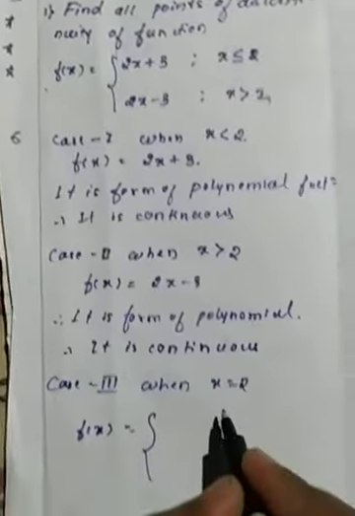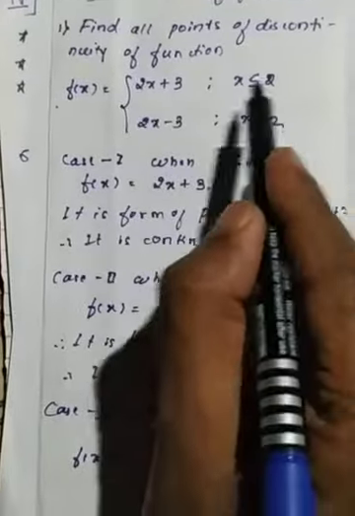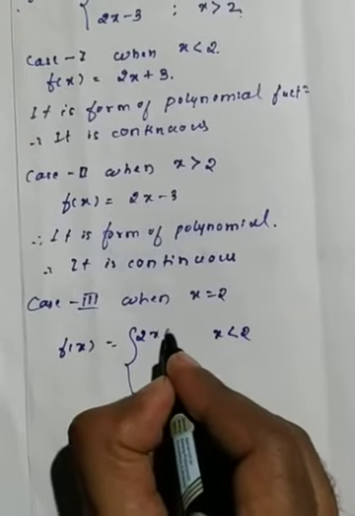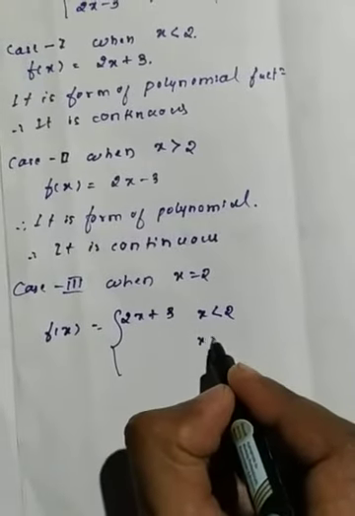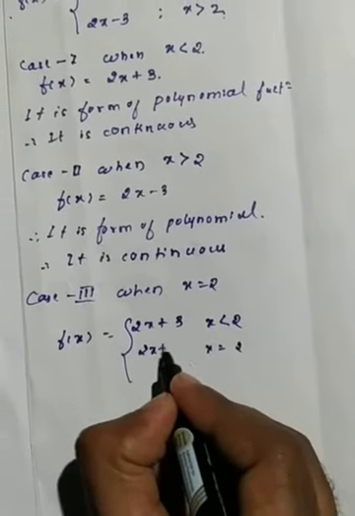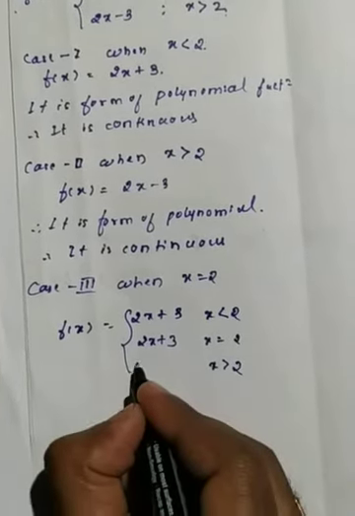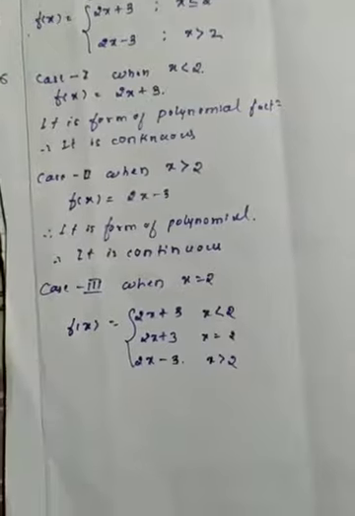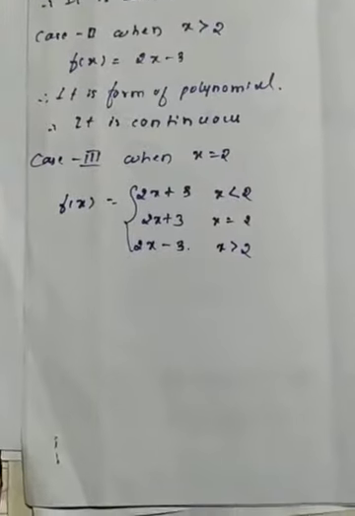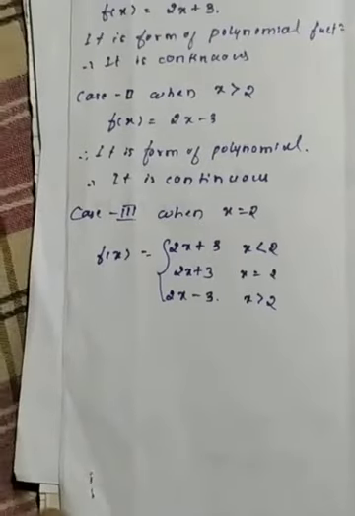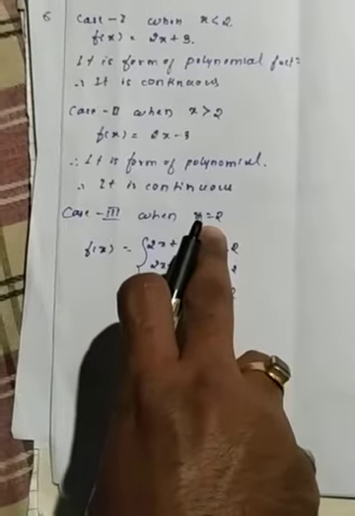When x is less than 2, what we have? That is 2x plus 3. When x equal to 2, again it is the same, 2x plus 3. When x is greater than 2, at that time what we have? 2x minus 3. Again we have to check whether LHL is equal to RHL is equal to f of a. If that condition is not satisfied, then we can say that it is not continuous at x equal to 2.